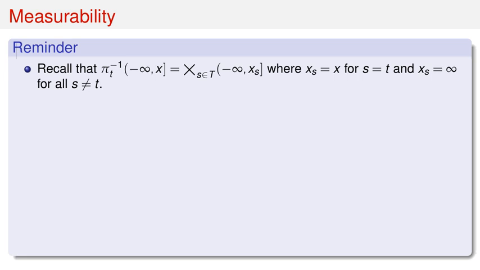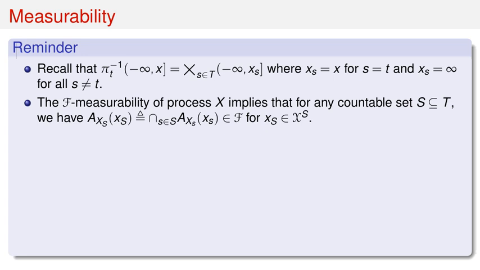Some reminders on measurability: recall that π_t inverse of the half open set (-∞, x], where π_t projects onto the t-th coordinate of a function in 𝒳^T, is the set of all functions in 𝒳^T whose t-th component is less than or equal to x. This can be thought of as a cylinder set, the product over s in T of the half open sets (-∞, x_s], where x_s equals x for s equals t, and x_s equals ∞ for all s not equal to t.